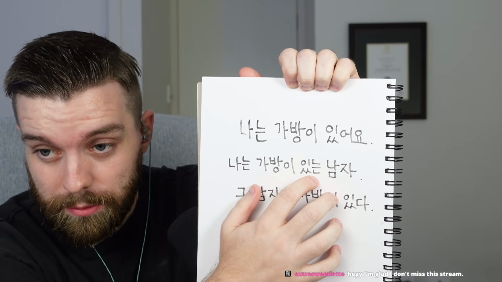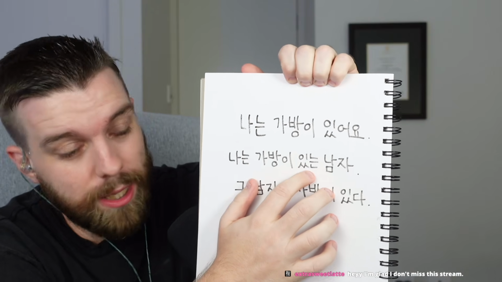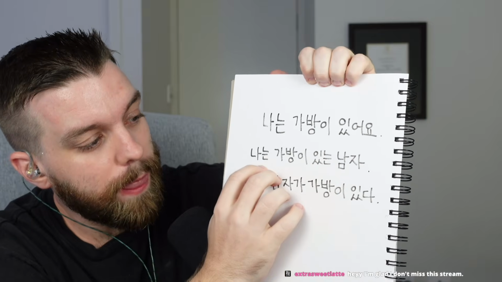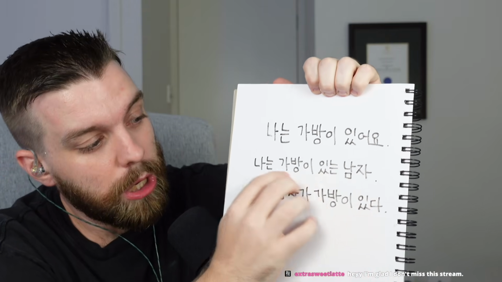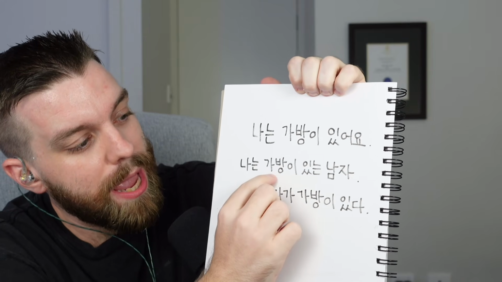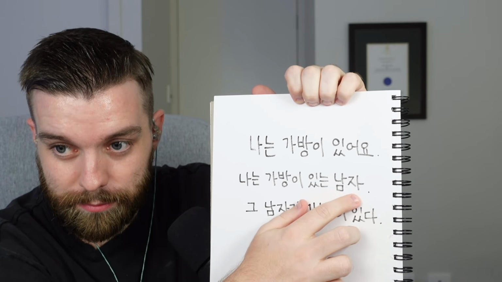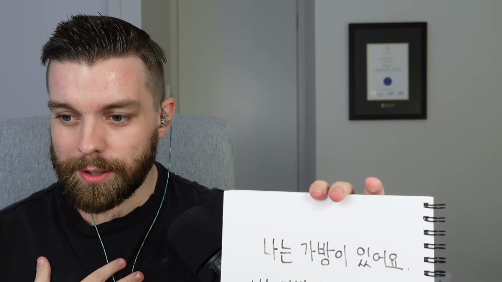This one says 나는 가방이 있는 남자. 있는 here is doing something very important, right? 있는 still means to have. What this is saying, so 남자 is man, right? What this is saying is I am a man who has a bag. So instead of just saying I have a bag, I'm saying I am a man who has a bag.